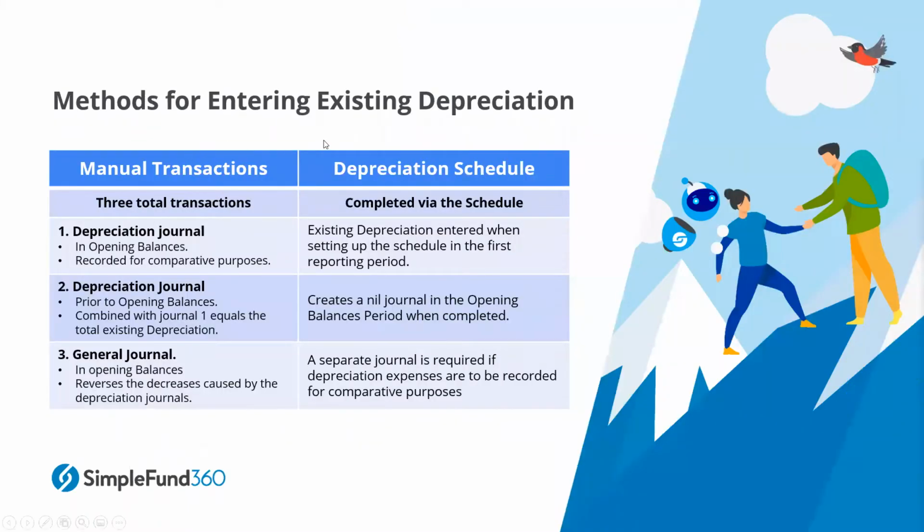So firstly, here is just a little table I've made for the methods for entering existing depreciation. So you're setting up opening balances, you've entered the properties into the fund, and you're hoping to record any existing depreciation for these properties. So there are 2 general methods for these. One is through manual transactions, and one is using the depreciation schedule. Now, these notes will be available to you in the slides that are also provided with the recordings for this particular webinar, and we're actually just going to run through that process right now. So I'm going to switch over to Simple Fund 360 and we'll get started.